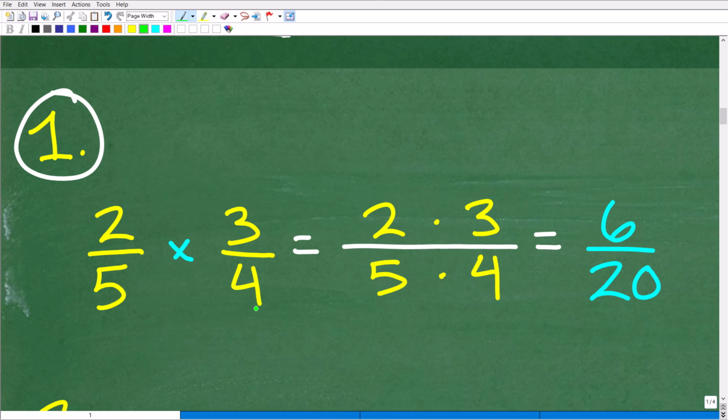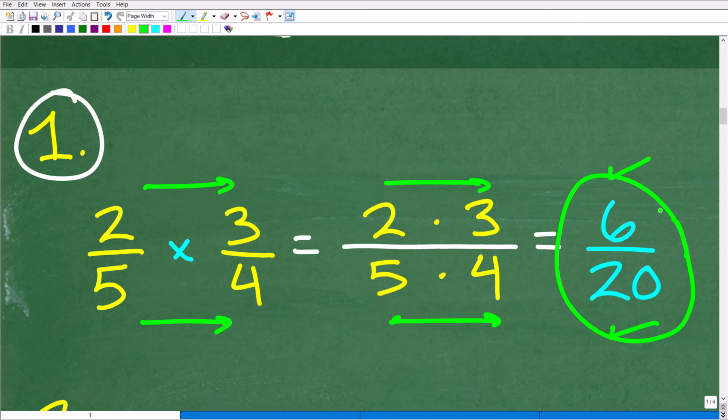To multiply fractions, you just multiply the respective numerators and denominators. It is that easy. This is not that difficult, right? So in this case, 2/5 times 3/4 is going to be 2 times 3, which of course is 6, and then 5 times 4, which of course is 20. So this is the correct answer.